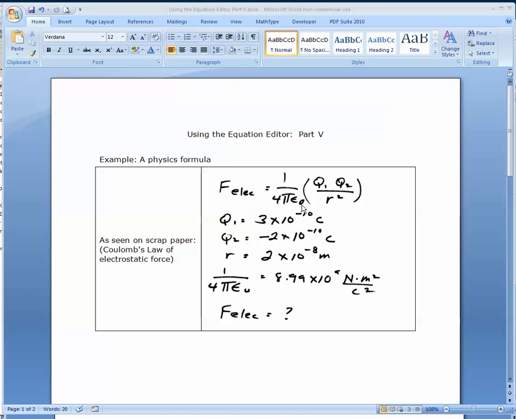The epsilon sub zero is the so-called permittivity of empty space. Q1 and Q2 are the two charges in coulombs, and R is the distance between them in meters.